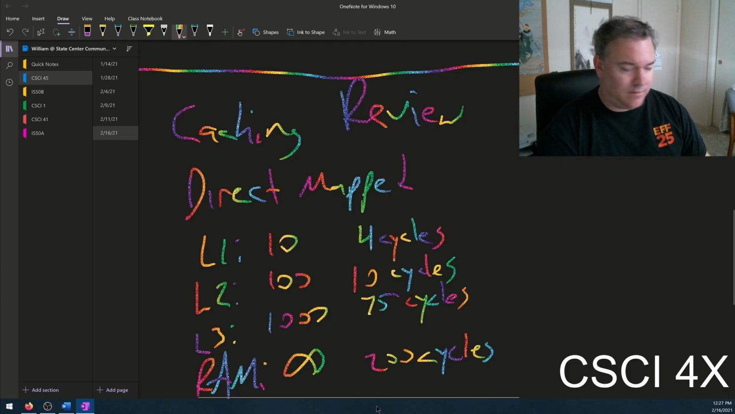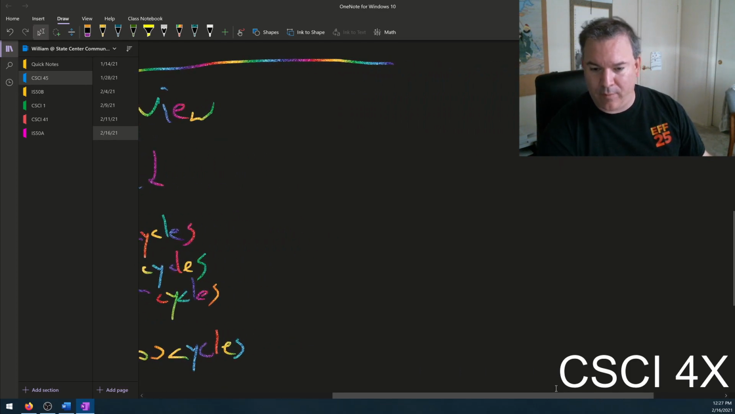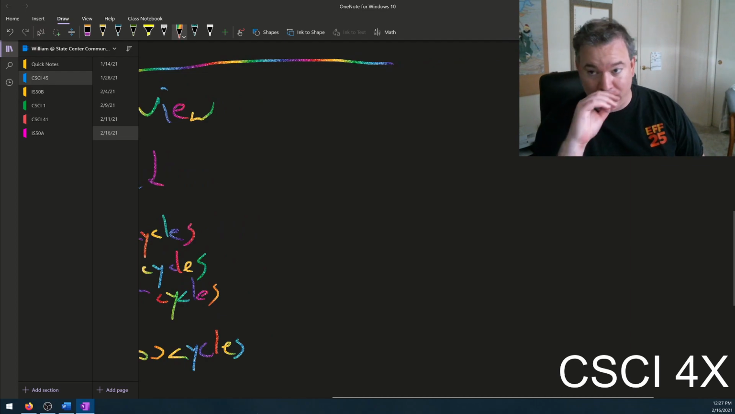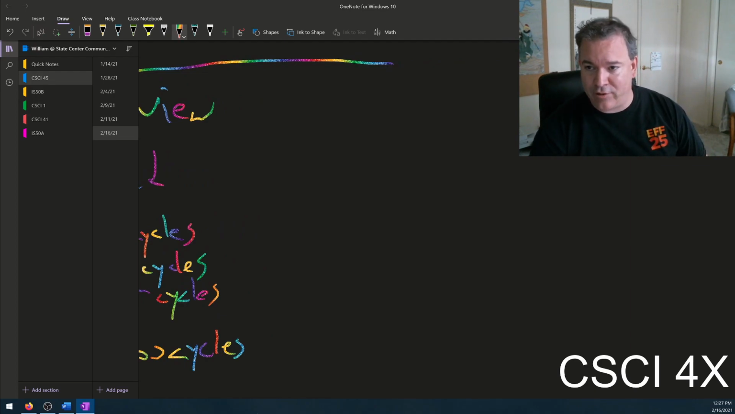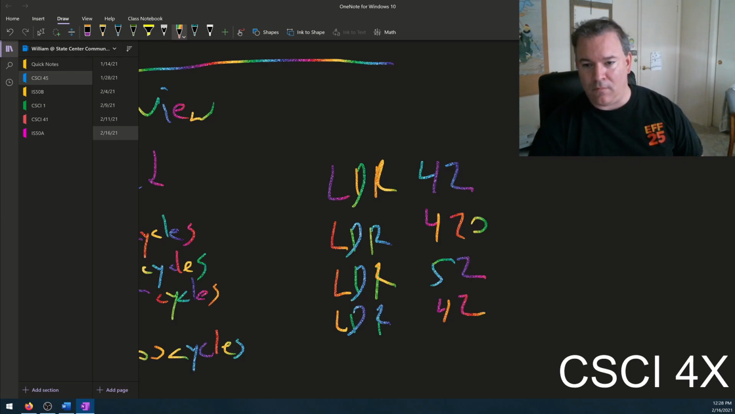4, 10, 75, and 200. Okay. So when you load a memory address, normally you care what's stored in the memory address. Before these cache exercise things, we don't care. So let's say we do a load for memory address 42, and then a load for memory address 420, and then a load for memory address 52, and then a load for memory address 42.